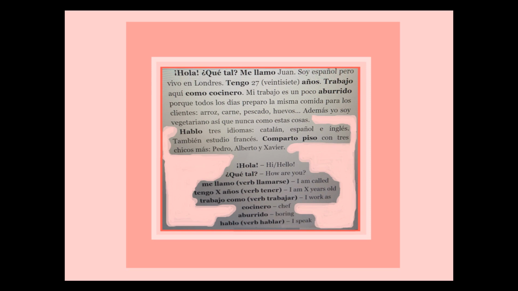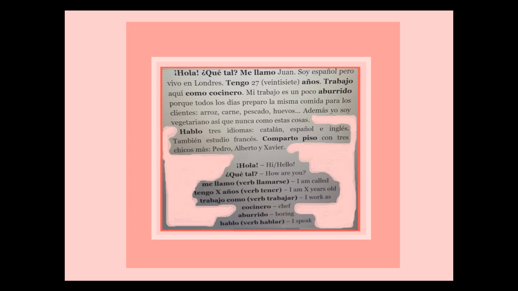Of course, one T, but. Vivo, I live. So you already see that in first person singular we have the ending o, very easy. Yo vivo, I live. Vivo en Londres. Londres is London in Spanish language.